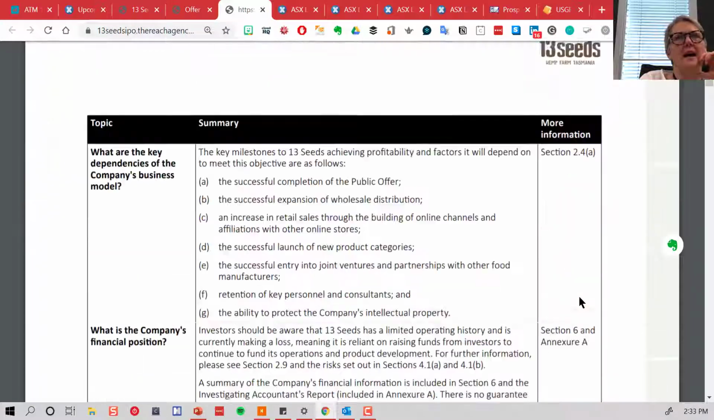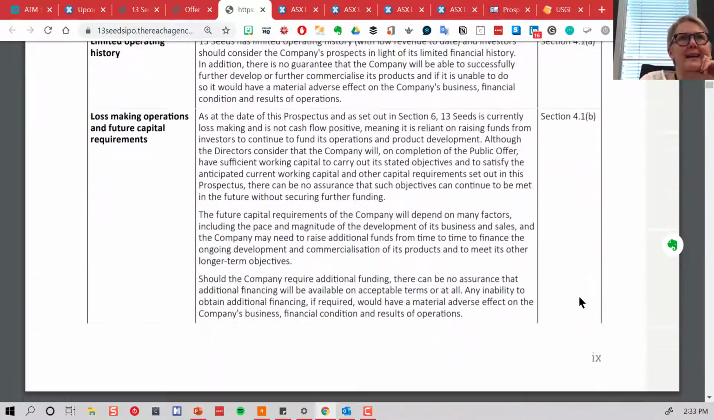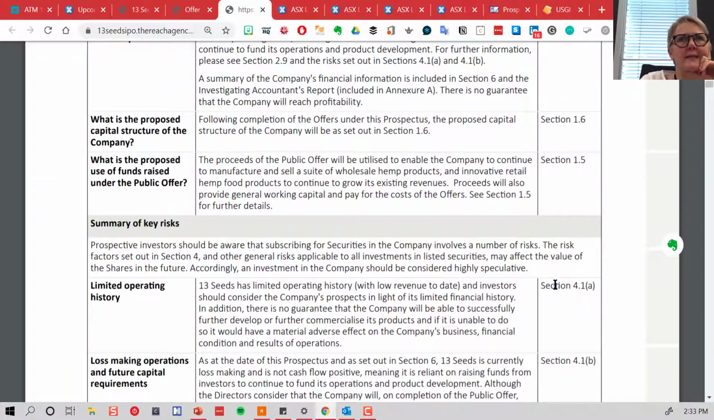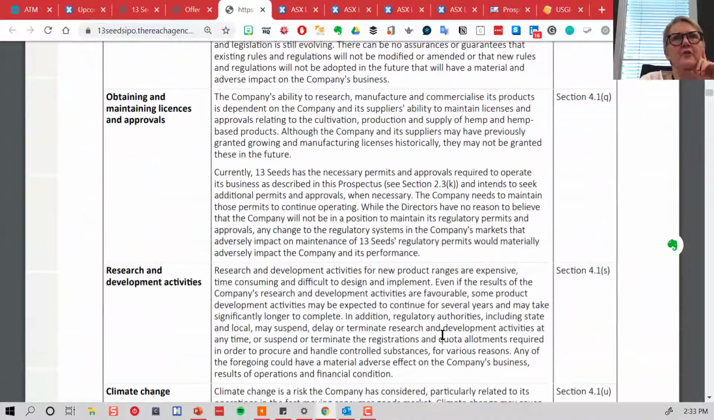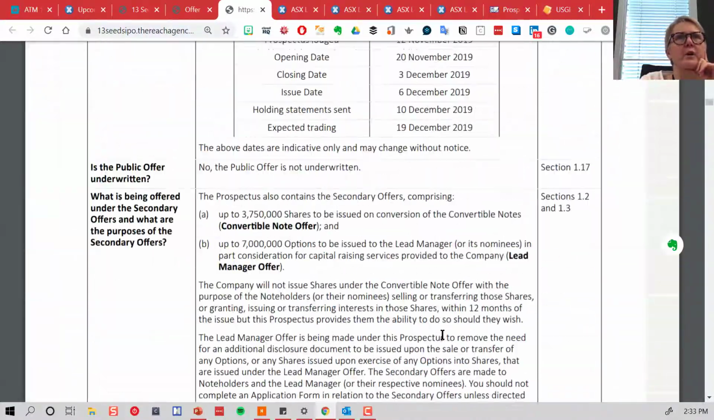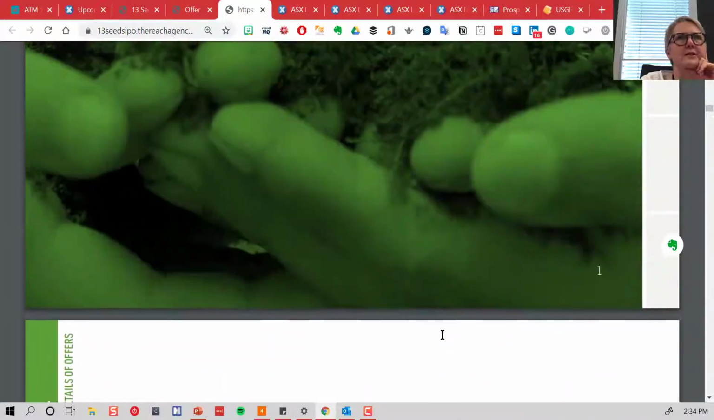Nice little summary table at the beginning with the key issues in it. Again, tells you where to have a look in the document. I'm going to float through very quickly because I want you to have a quick look at the risk section.